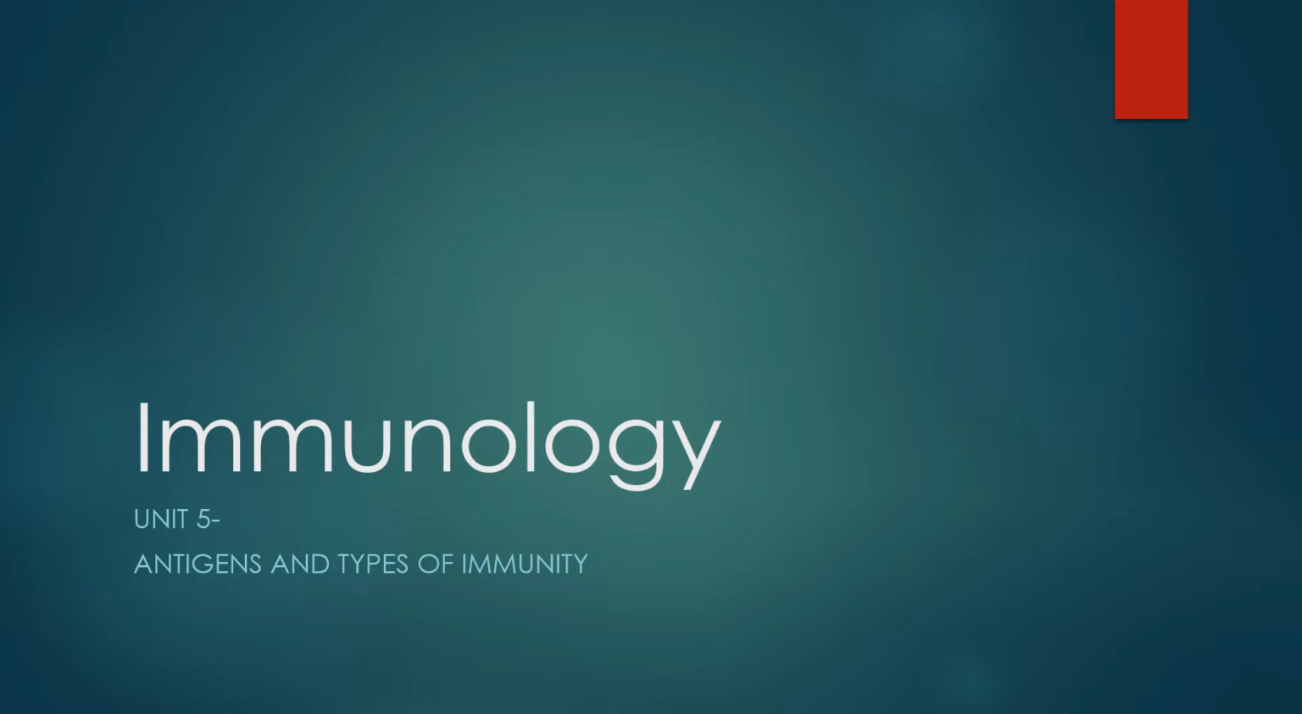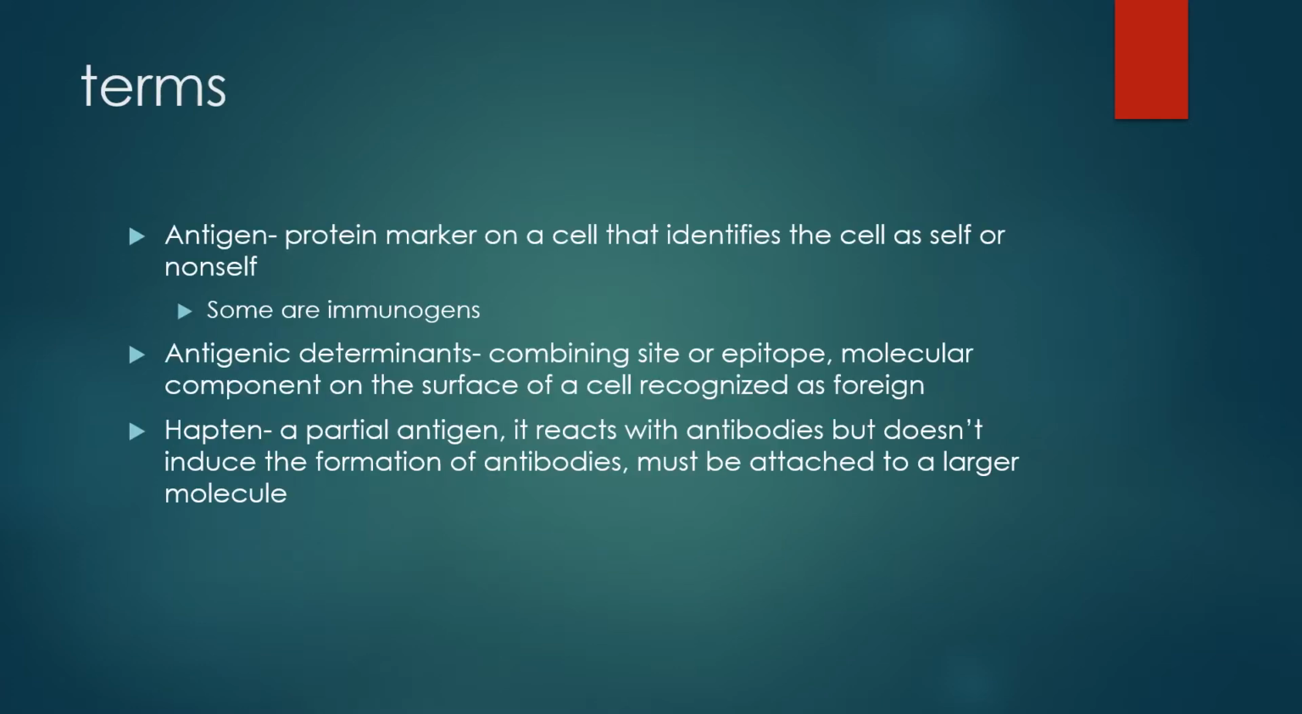Today we're going to get into Unit 5, which is antigens and types of immunity. As always, we're going to go ahead and start with a few terms. So the first term I want to talk about is antigen.